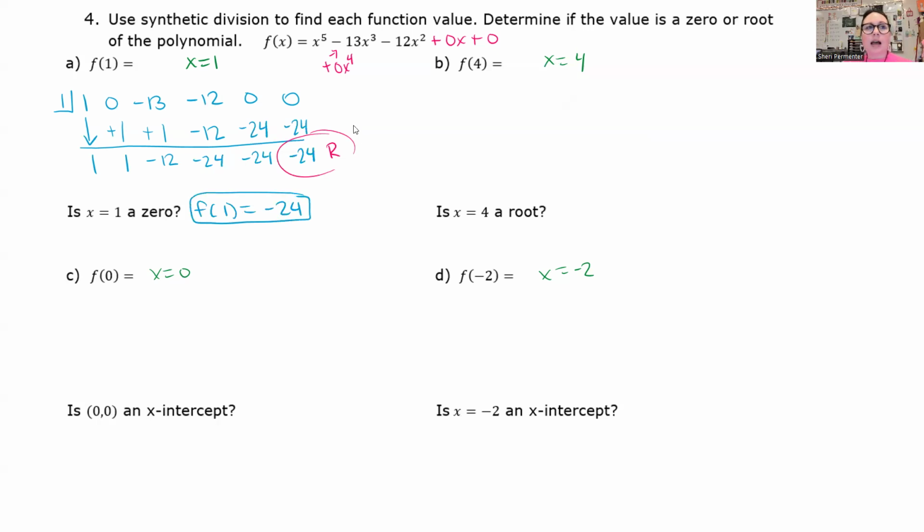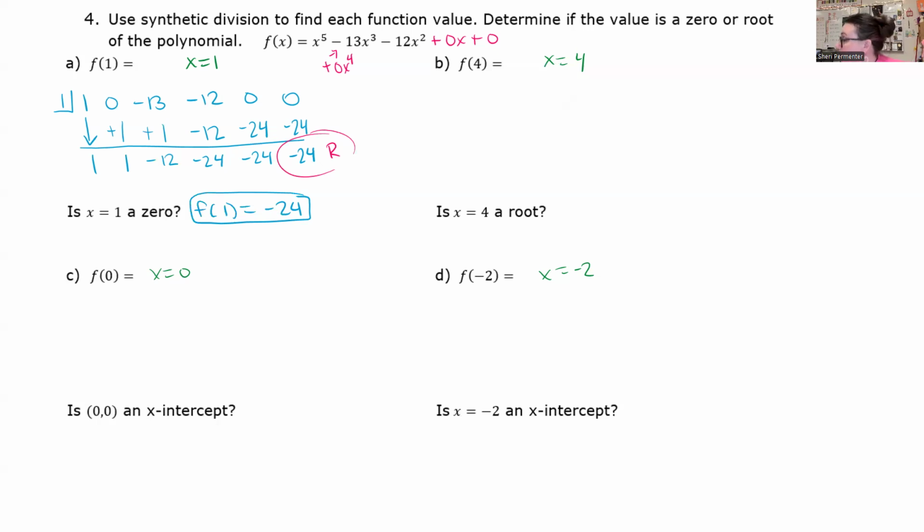Okay, whether or not I ask you, is it a 0? Is it a root? Is it an x-intercept? Those all mean the same thing, and it's all dependent on what that remainder is. So is x equal to 1? Is it a 0? What do you think? Why no?